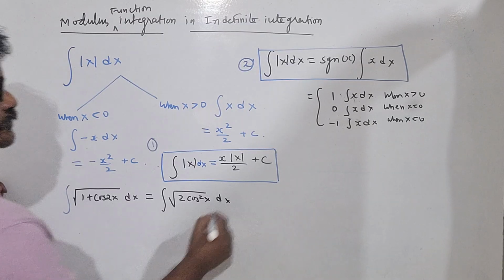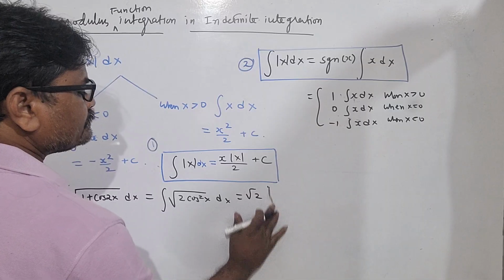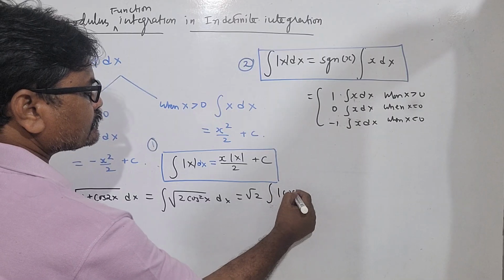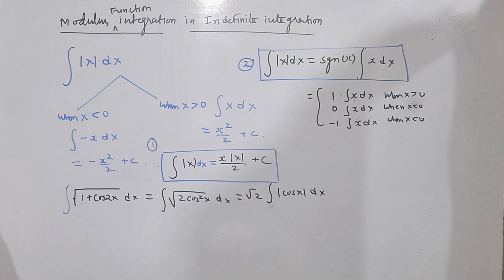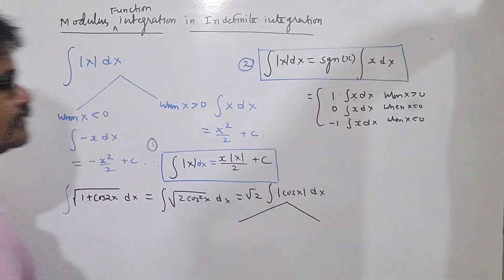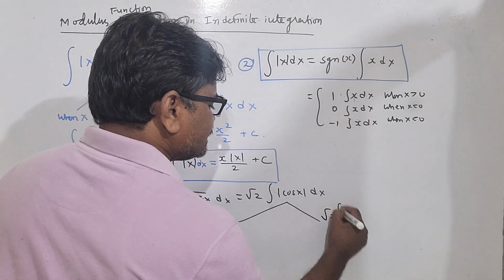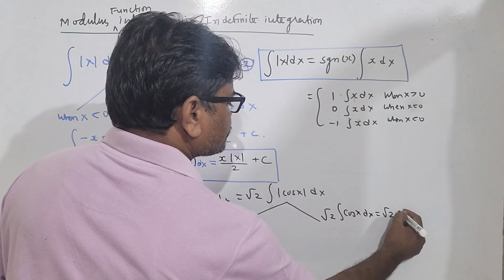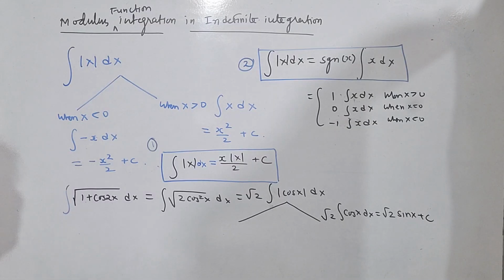Cos square x. So this is what? Root 2 into integration of, now this is mod of cos x dx, correct? Now I said that while doing the integration, just consider this modulus of cos x as a positive cos x. So therefore this is root 2 into integration of cos x dx, that is root 2 cos x integration is what? Sin x plus c. This will be your answer.